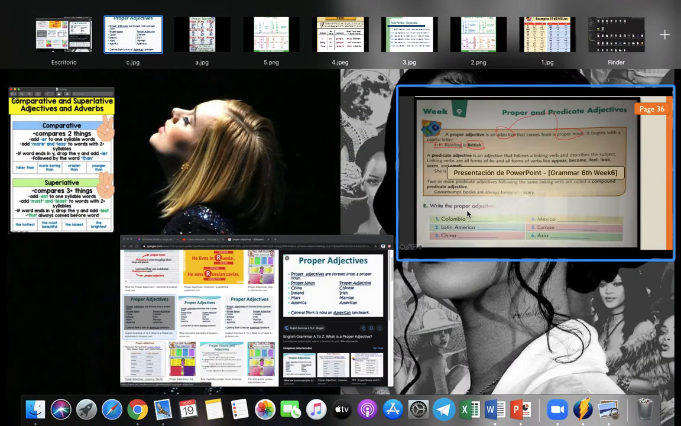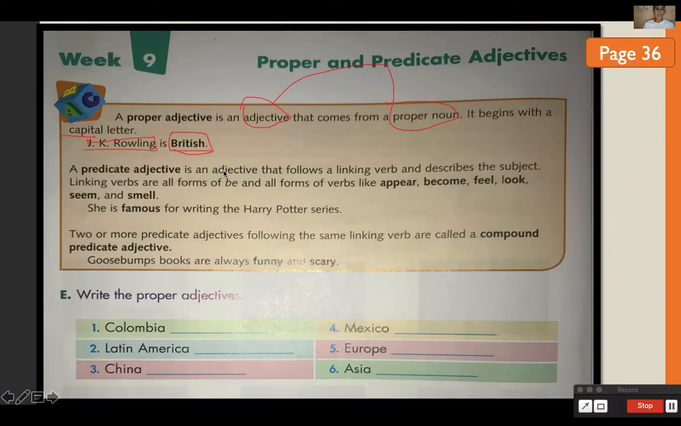Okay? So now, a predicate adjective is an adjective that follows a linking verb and describes the subject. Linking verbs are all forms of be and all forms of verbs like appear, become, feel, look, seem, and smell. She is famous for writing. She is famous for writing the Harry Potter series. Two or more predicate adjectives following the same linking verb are called a compound predicate adjective. For example, Goosebumps books are always funny and scary.